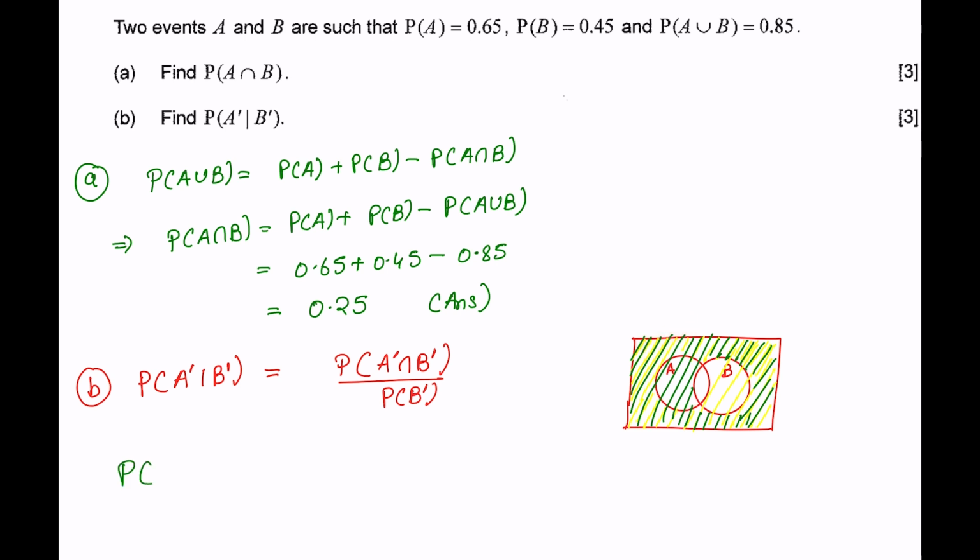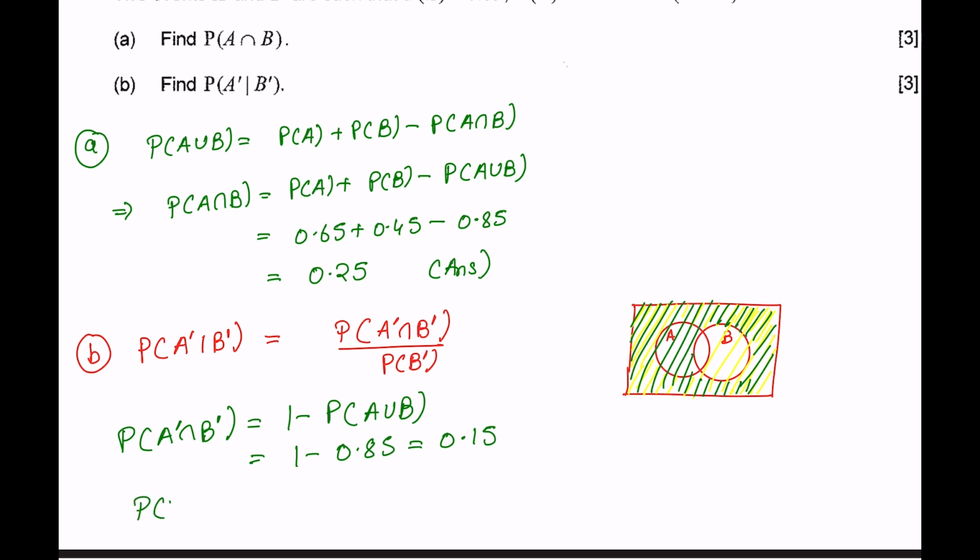So P of A prime intersection B prime would be equal to 1 minus P of A union B, which is 1 minus 0.85, 0.15, right? And P of B prime is basically 1 minus P of B. 1 minus 0.45 gives you 0.55.